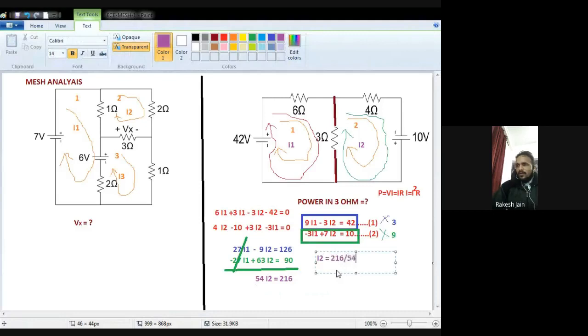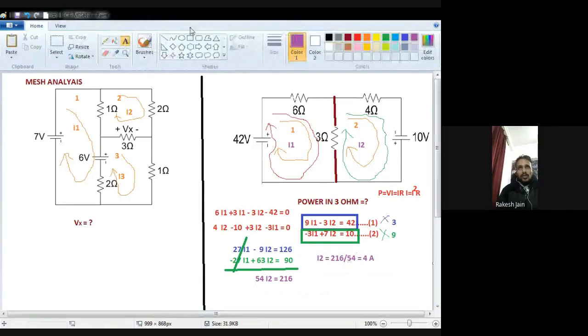So you will find out I2 is equal to 216 divided by 54, that is equal to 4 ampere. Ampere is the unit of current. So the first current, I2, you have found. Also find out the current value of I1.